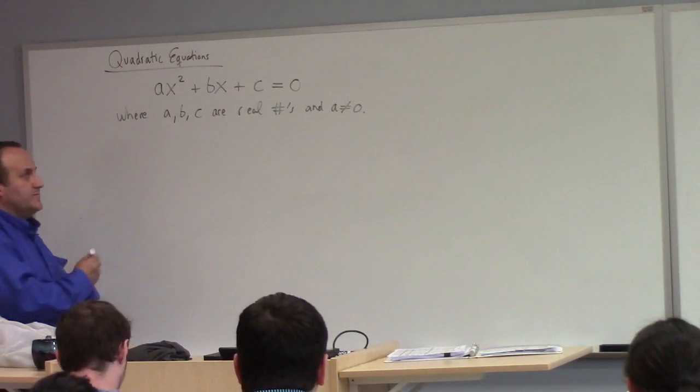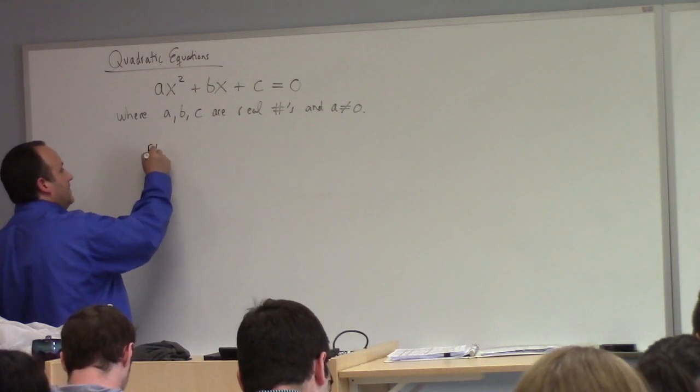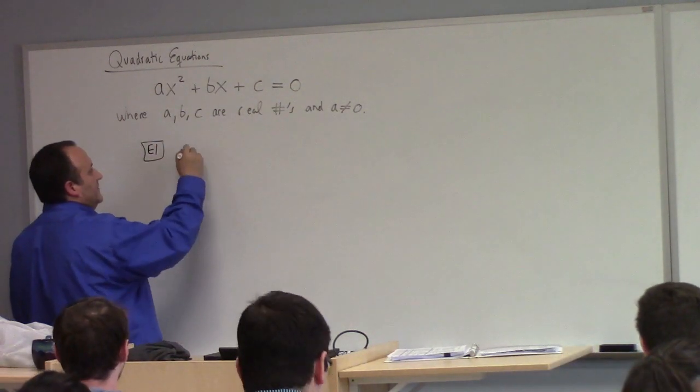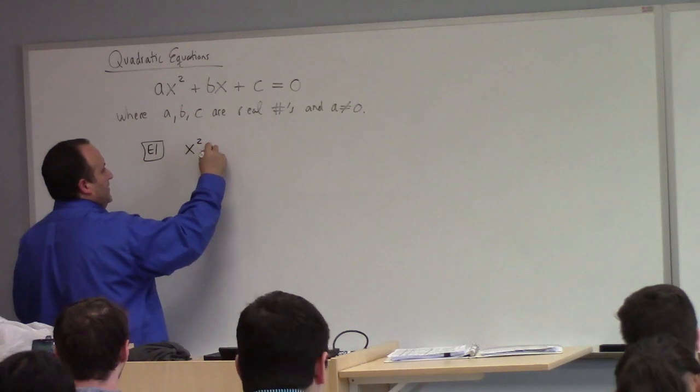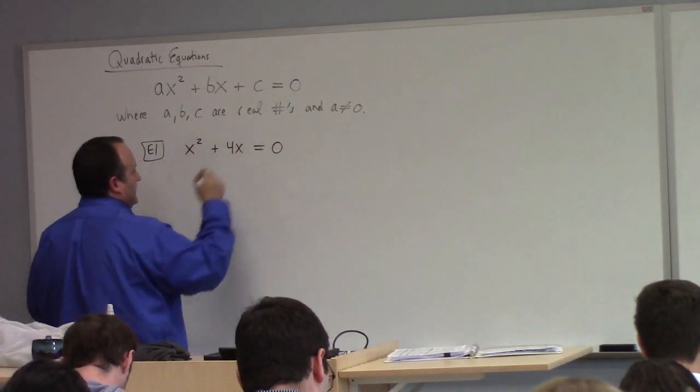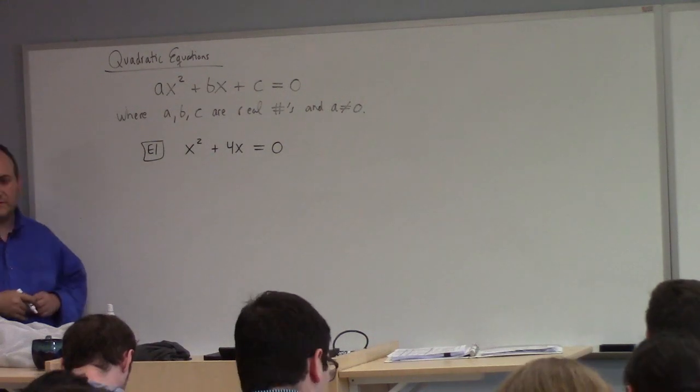Okay, so that's a quadratic equation. How do you solve these? Let's look at this. Example 1. What if I'm up against the equation, I don't know, x squared plus 4x equals 0. We want to solve this quadratic equation. How should we do it?